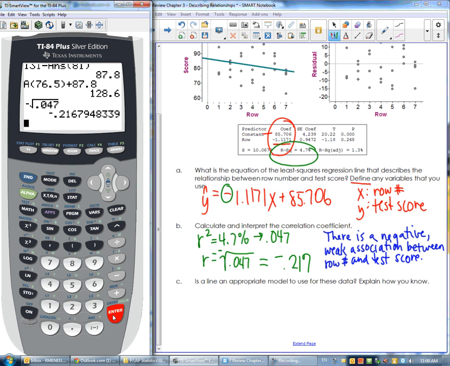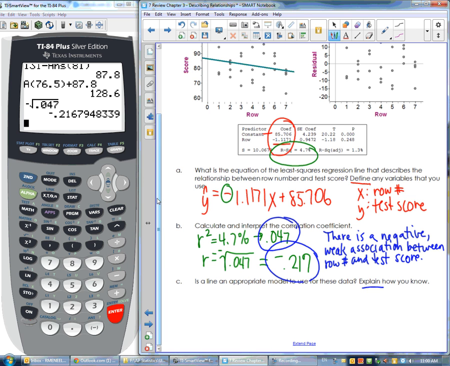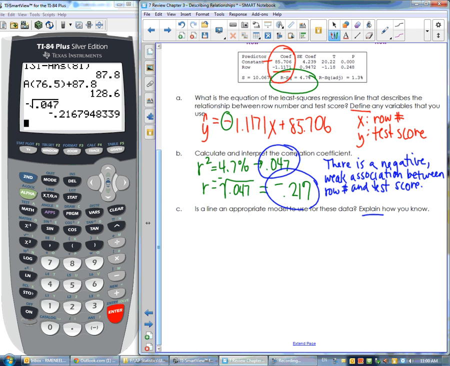In part C, it says, is the line an appropriate model to use for these data? Explain how you know. Well, there's 3 things you can look at. You can look at the original scatter plot, and on your AP exam, you want to make sure that you're providing enough justification for any claim you make. So make sure when you're using your explanation that you go back. So I know, for example, my correlation coefficient is close to 0. My R squared value is 0.047, and if I look at the original scatter plot, it doesn't make any sense to model this with a linear equation because there's so little relationship between the 2 variables.